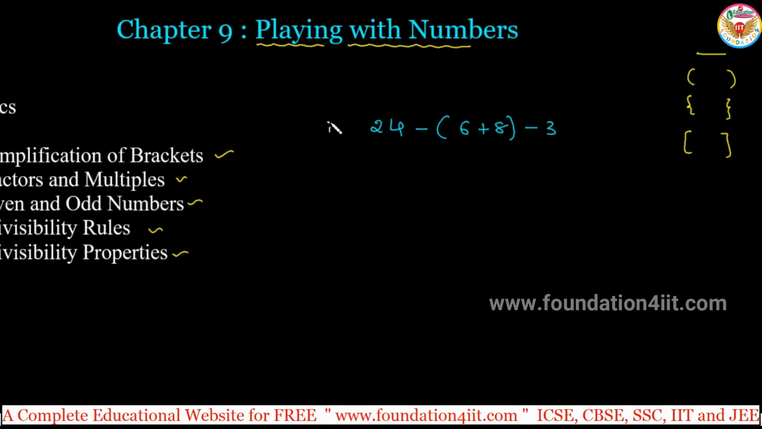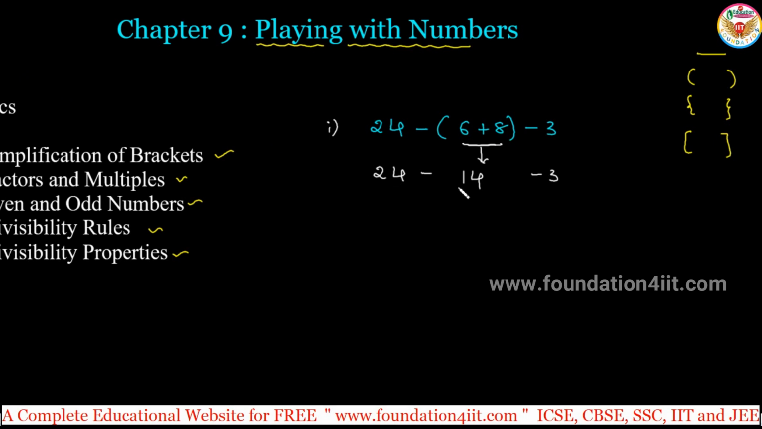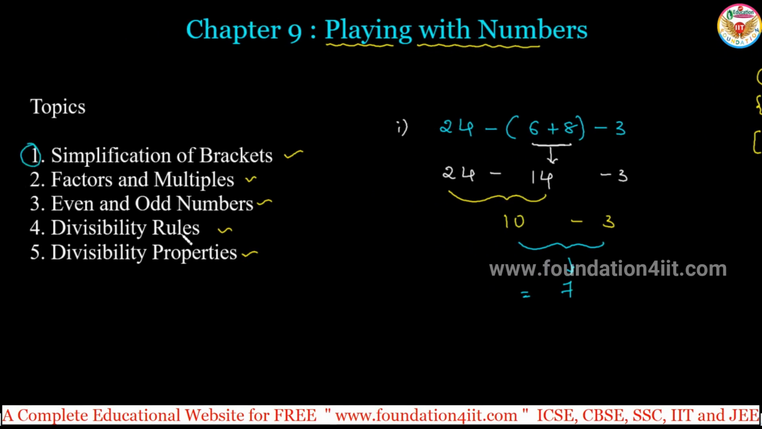Let us take this question. First one, 24 minus (6 plus 8) minus 3. There's only one bracket, right? So we have to evaluate within the bracket first. 24 minus, this as it is. Only this value, 6 plus 8, is supposed to be evaluated. That's 14. Now there's no bracket, you can continue one by one. 24 minus 14, this value is 10. Again minus 3. Now 10 minus 3 equals 7. So finally this answer is 7. Let us see the problems one by one.